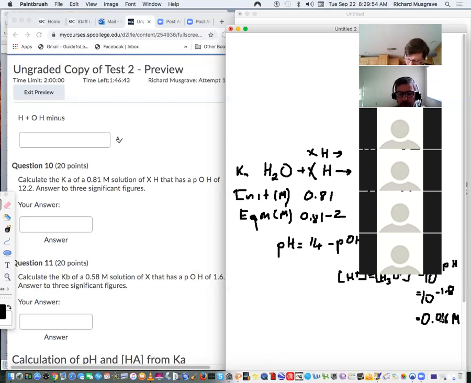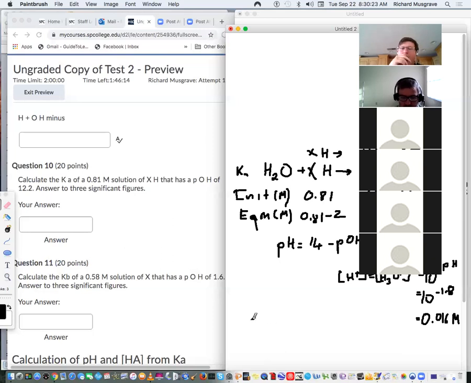Is anybody uncertain about why I'm doing this subtraction from 14 here? Okay. Understand that if you were given pH and not POH, you wouldn't do this subtraction. All right, that's what I'm trying to get at, because pH gives you H plus directly. POH would lead to OH minus. So that's why we need to be sure about what we're doing here.